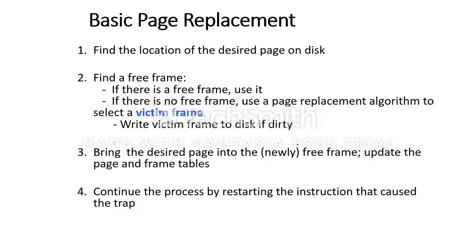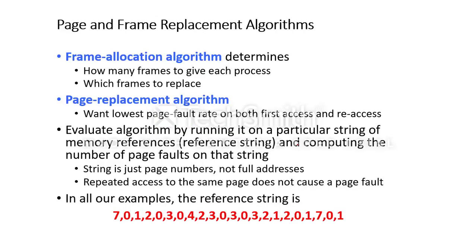So first of all, you find the location of the desired page on the disk. Then you find a free frame. If it's there, you use it, but if it's not there, you now use a certain page replacement algorithm to select a particular victim. The algorithm is going to give you a prescription on how you identify your victim, as you're going to discover. Then you bring the desired page into the newly freed frame, update the page and frame tables, then you continue until you restart the instruction.